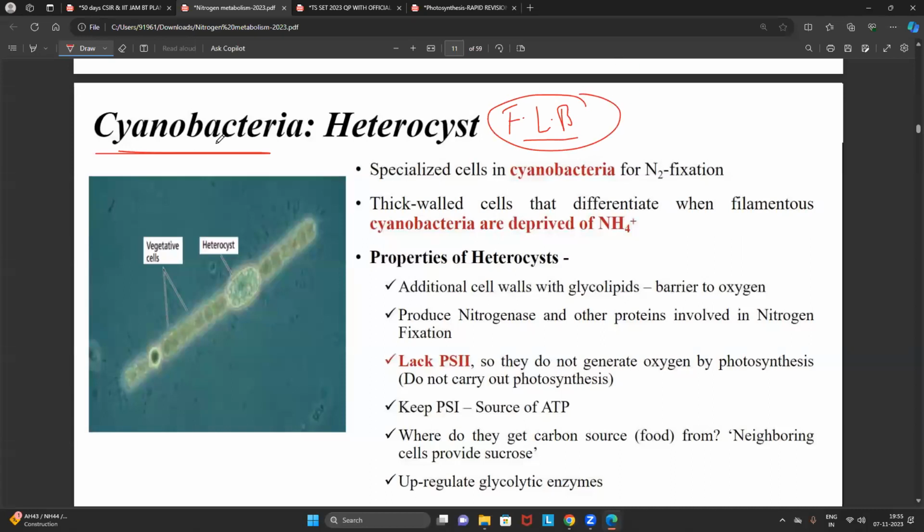Now the free living bacteria, which is the cyanobacteria, please turn off your videos. Don't disturb me in the middle. Okay. Now, I don't know what is happening here.